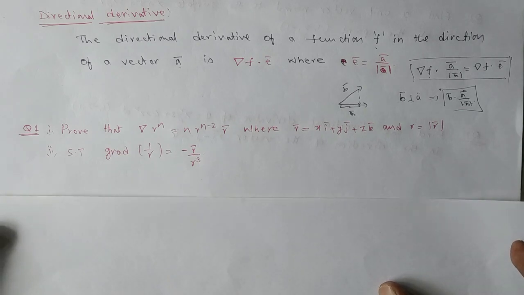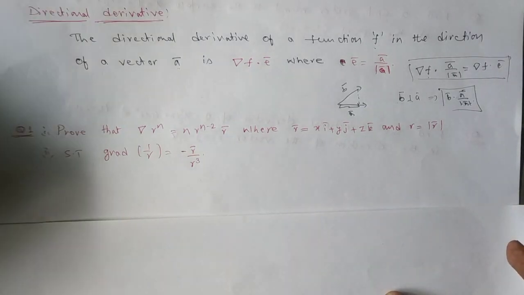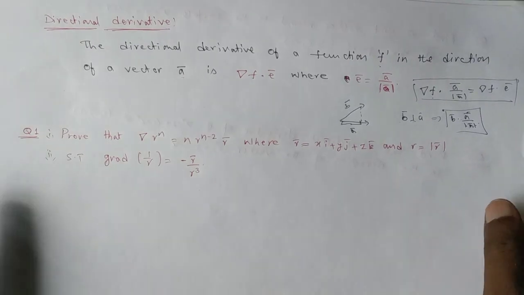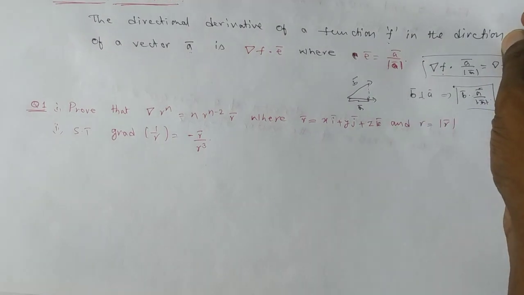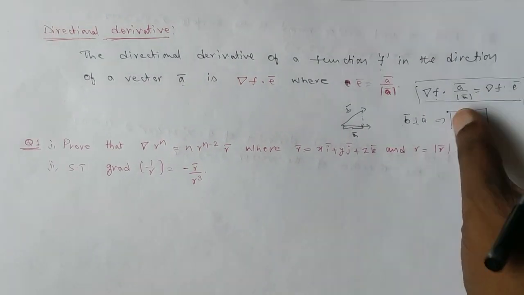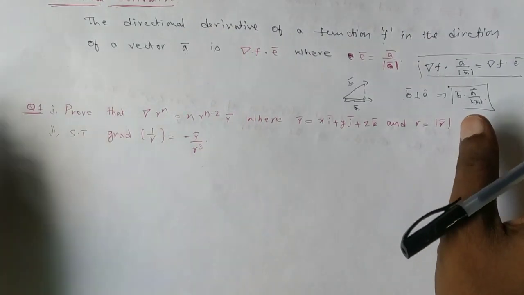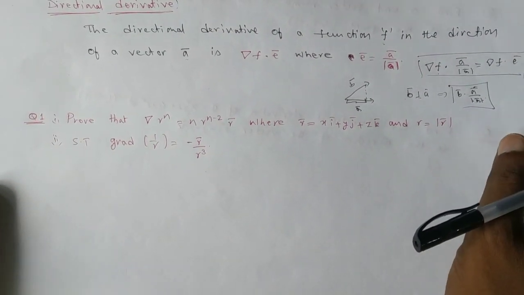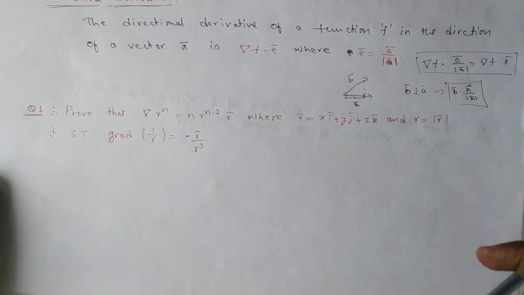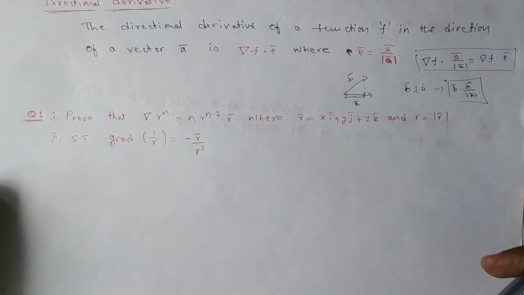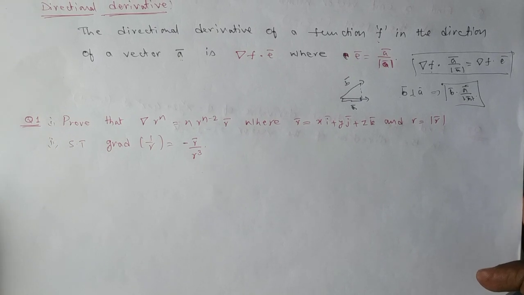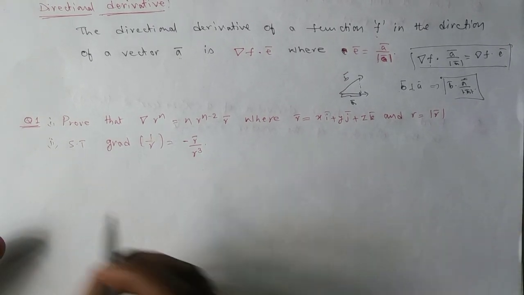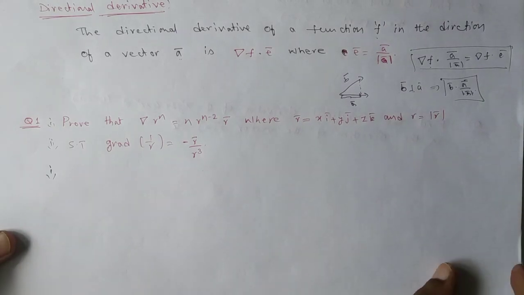The first one is: prove that gradient of r power n, or del of r power n, equals n into r power n minus 2 into r bar, where r bar is the position vector xi bar plus yj bar plus zk bar and r equals the magnitude of r bar. Whether it is mentioned or not, you should remember that r bar is always the position vector xi bar plus yj bar plus zk bar and r is the magnitude of r bar. Clear? So I will try to solve the first one here.